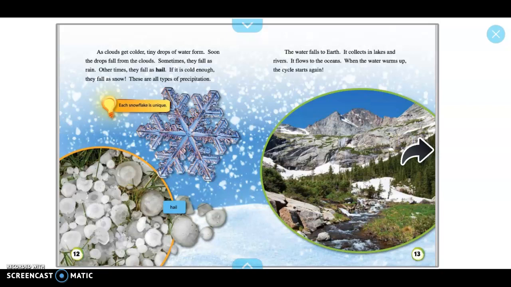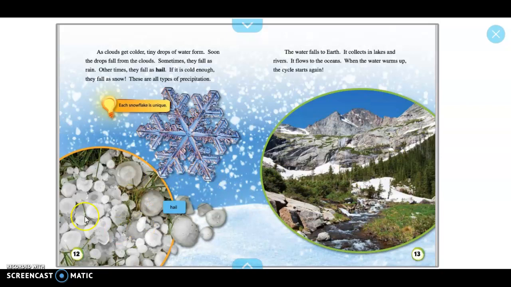As clouds get colder, tiny drops of water form. Soon, the drops fall from the clouds. Sometimes they fall as rain. Other times they fall as hail. If it is cold enough, they fall as snow. These are all types of precipitation. The water falls to earth. It collects in lakes and rivers. It flows to the oceans. When the water warms up, the cycle starts again.